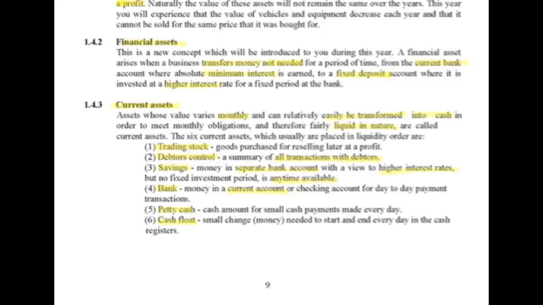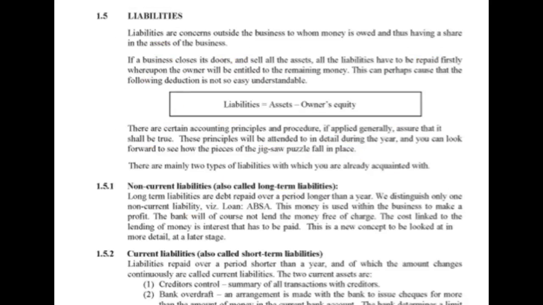So it's the reselling of goods at a profit. And that's your last current asset. Our next very important set is liabilities.